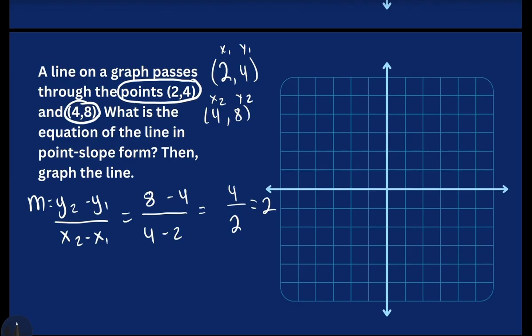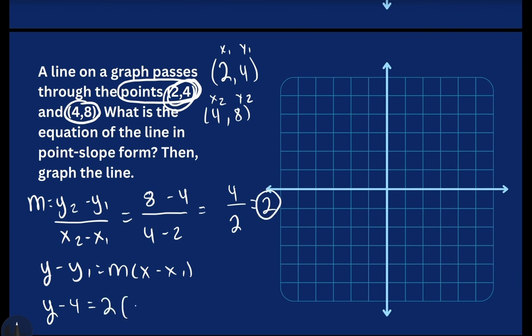And now I could put it in point slope form. Now you're probably wondering, well, which point can I use? Well, remember, for point slope form, we could use any point as long as it lands on our line. So now I'm going to write this. y minus y1 equals m(x minus x1). So now remember, y stays the same. I'm going to pick this point right here, 2 comma 4. So I'm going to write y minus 4 equals m, my slope, which we found was 2. And then inside of the parentheses, I'm going to write x minus 2. And that's it. This is my point slope form.